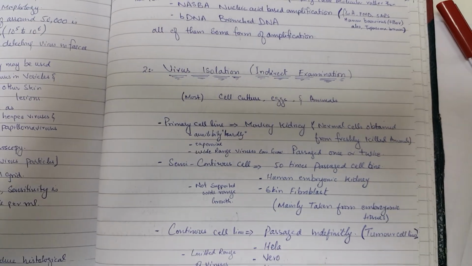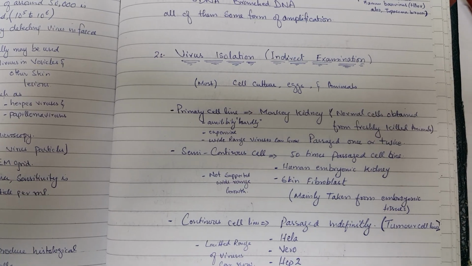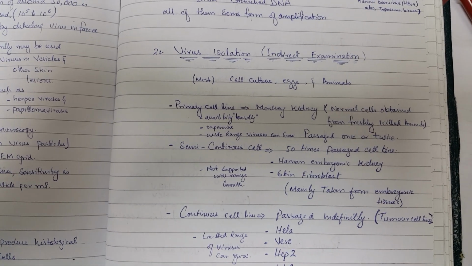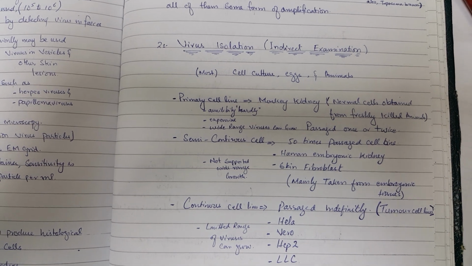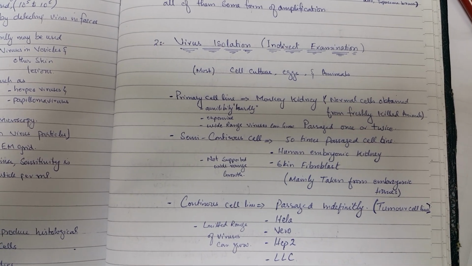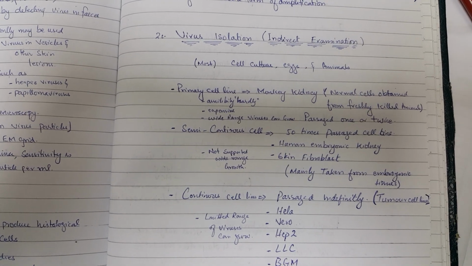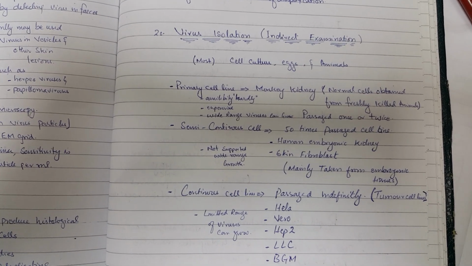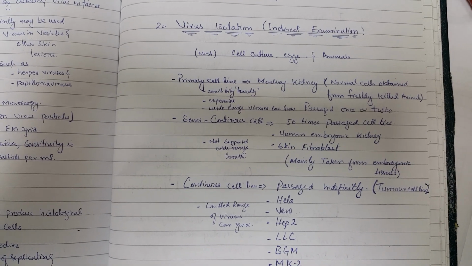Viral isolation in indirect examination is done through cell lines, when we cultivate the viruses in artificial cell lines. It is a very tedious technique, because of bacterial or fungal contamination, and also taking so long to isolate viruses. And we use three types of cell lines.